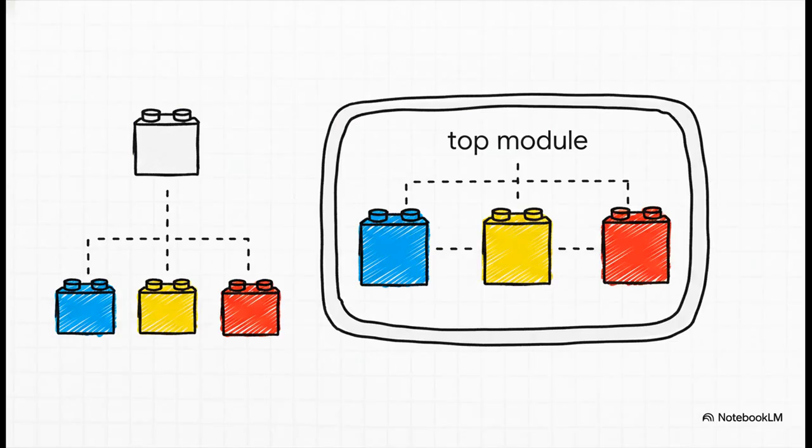And this is how we start building cool stuff. You can take these individual modules, these little Lego bricks, and place them inside of other bigger modules. The fancy word for this is instantiation, but it's really just like taking a few small Lego kits and combining them to build one giant, awesome creation. This is how you build up a complex hierarchy, where one main top module holds everything else.